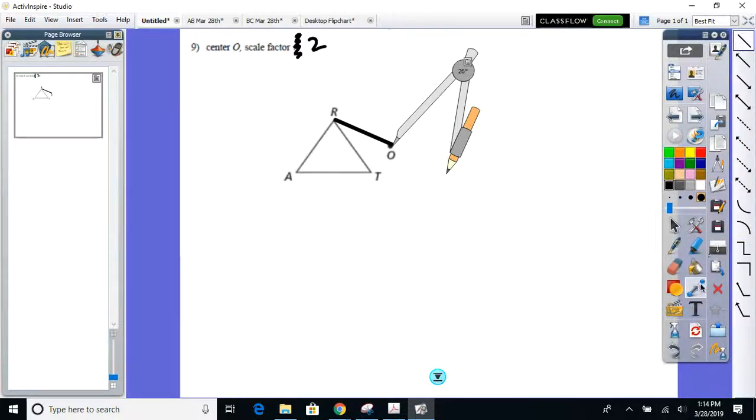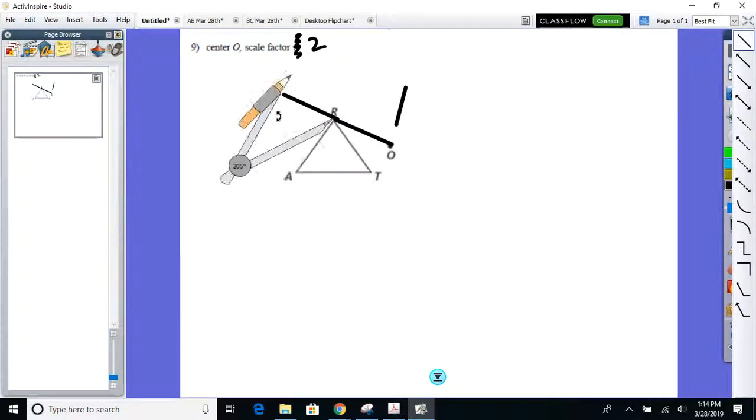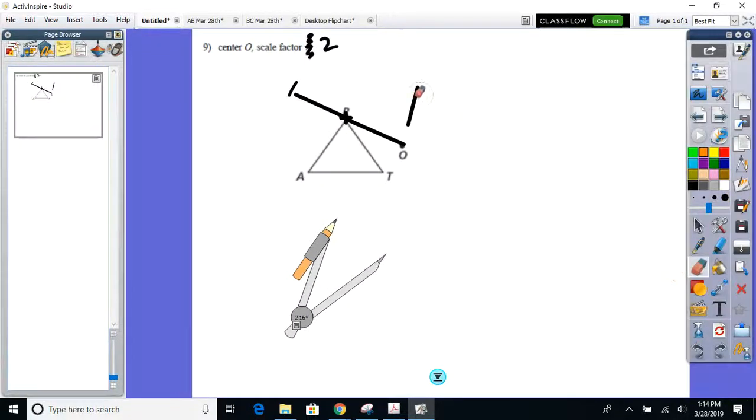So really what I need to do is do what over here? Extend that over here and now put compass point on R and do my arc over here. And now that's where R prime would be. Okay? All good there? And would I get crazy and do a 3, a 4, a 1/4? Probably not. It'd probably just stick with the scale factor of 2.